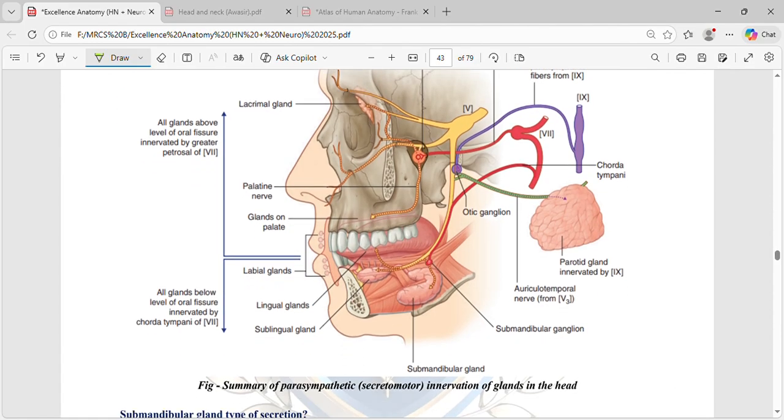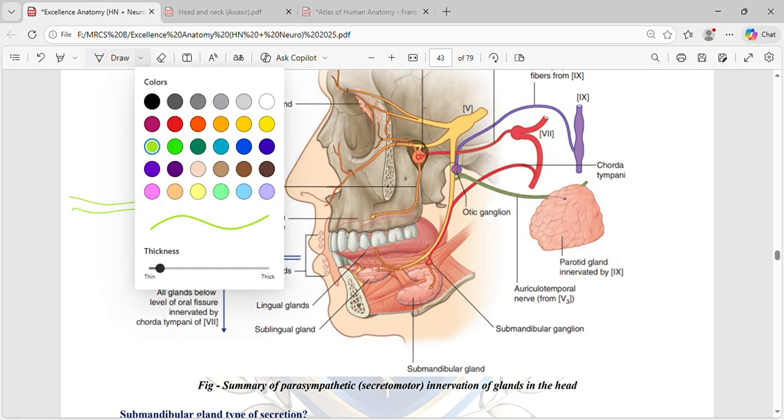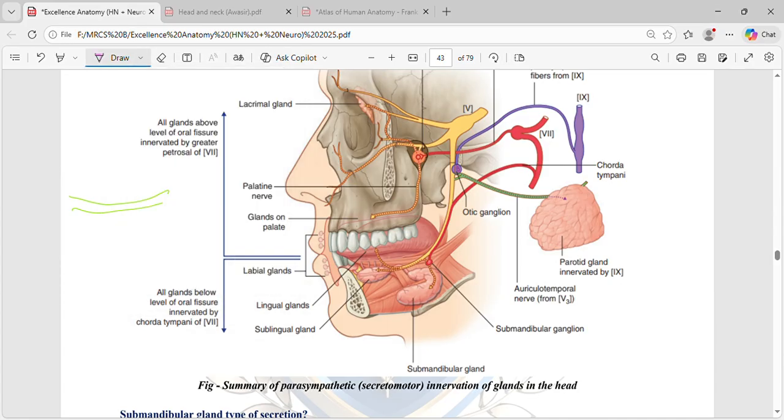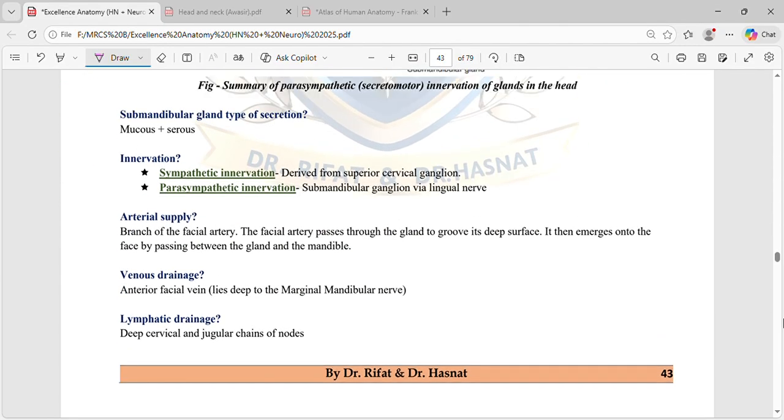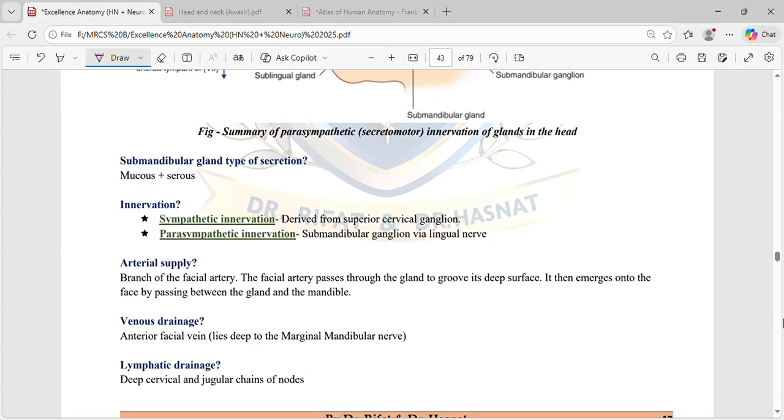So here you can see, let's suppose this is the lingual nerve. So the duct goes here medially, but it goes above first and then below it. So the submandibular gland's type of secretion is mucus plus serous. Sympathetic supply is derived from the superior cervical ganglion. Then we have the parasympathetic supply from the submandibular ganglion through the lingual nerve.